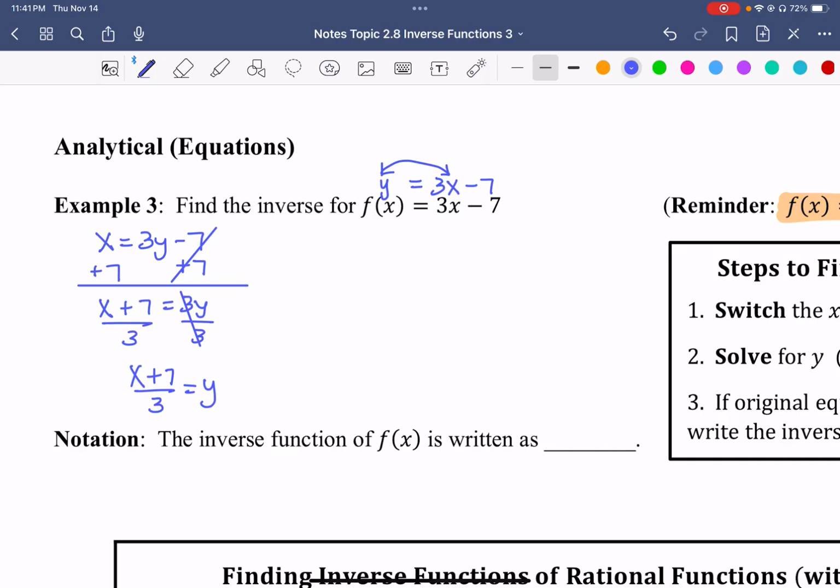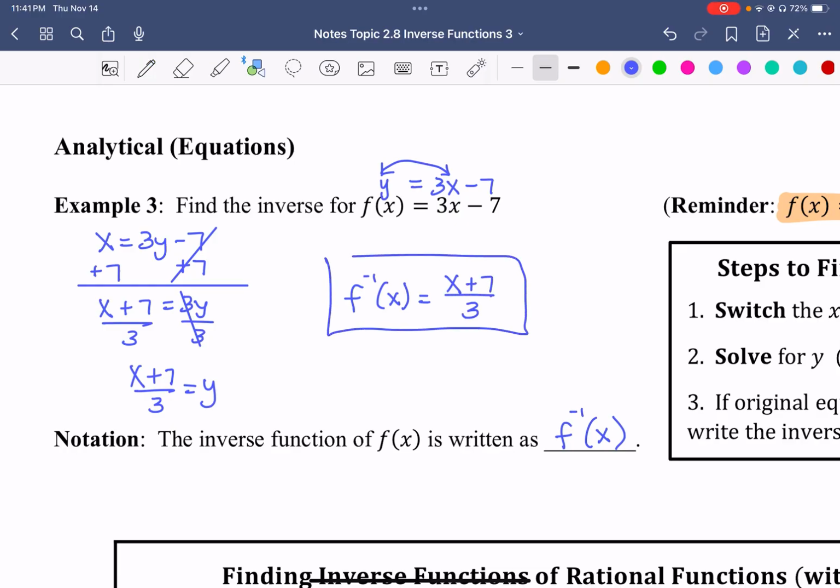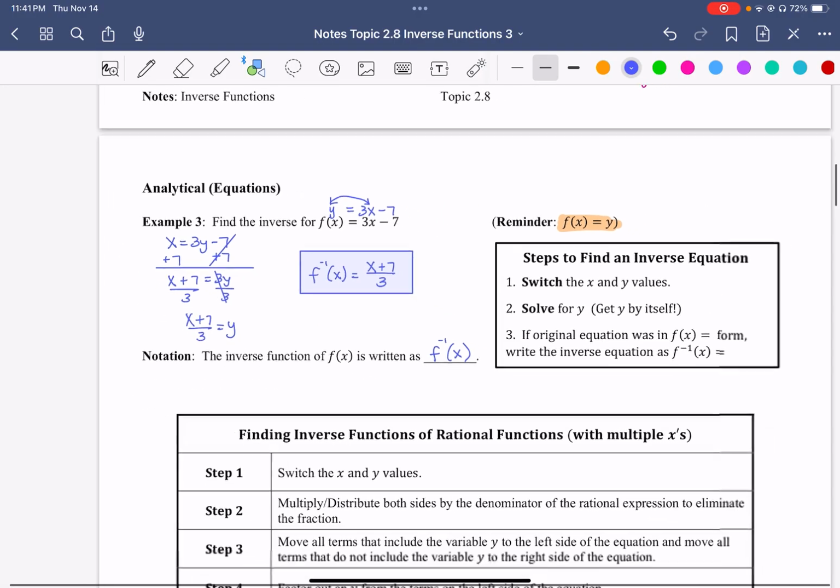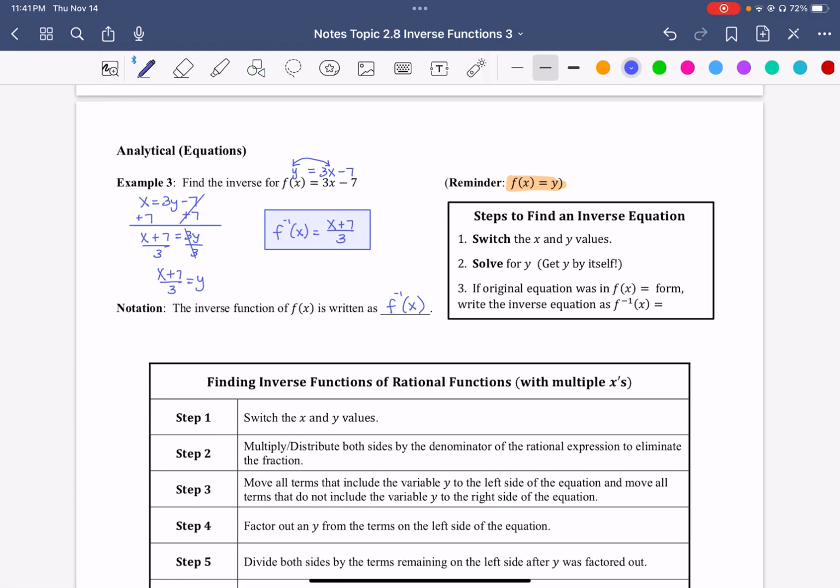So the inverse function of f of x is written in this notation. It is not read as f to the power of negative 1, though, it's just read as the inverse of f of x, okay? So the inverse of f of x equals x plus 7 divided by 3. Okay, so it's pretty easy when you just have a linear equation that's given to you.